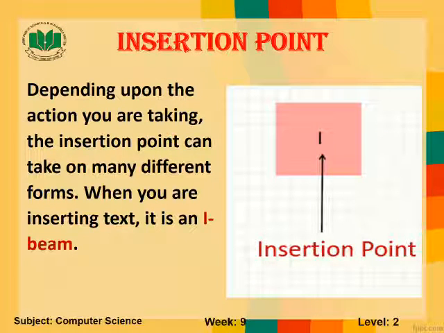Okay students, when you open the Microsoft Word page, you can see a blinking eye beam like this. That will be the insertion point. Depending upon the action you are taking, the insertion point can take on many different forms. When you are inserting text, it is an eye beam, just like a blinking eye beam, and you can add text, symbols, numbers.